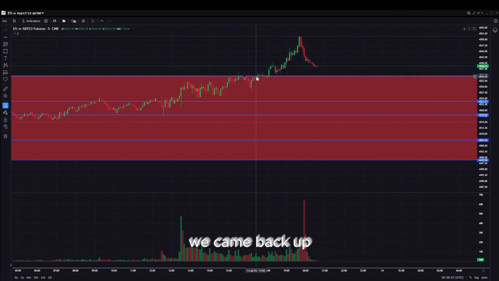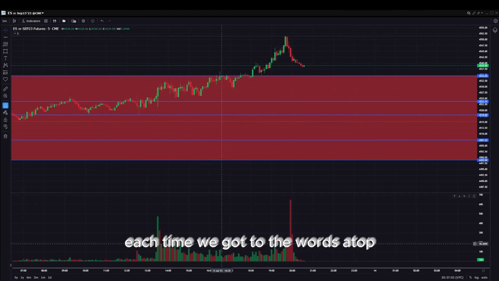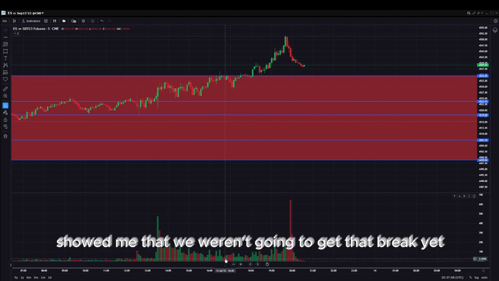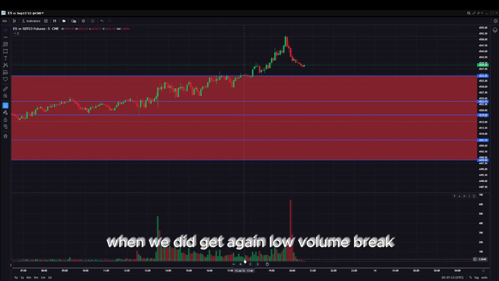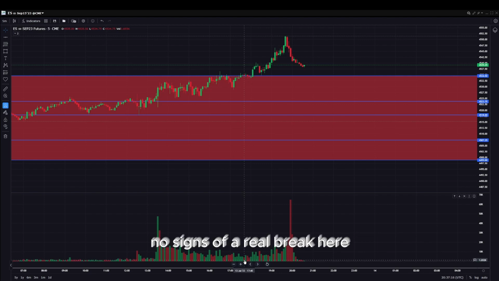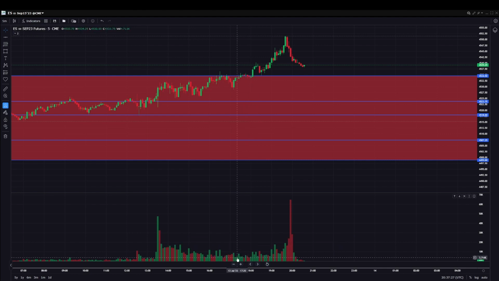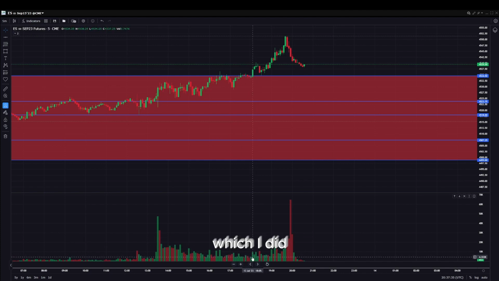We came back up. I used volume to confirm the break. As you can see, each time we got towards the top, the volume died down significantly, showed me that we weren't going to get that break yet. But then when we did get, again, a low volume break, no signs of a real break here. But that candle that did break, we got a good relative strength in volume compared to the previous 10 5-minute candles. So that showed me to actually add to my position, which I did.